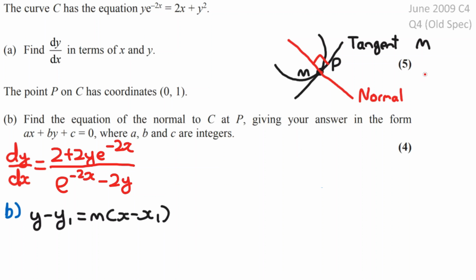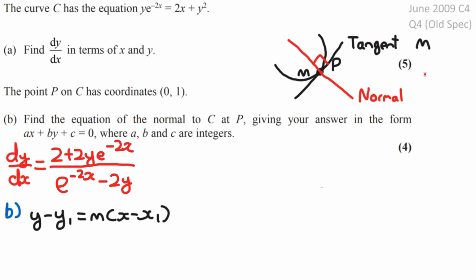So it's going to be y minus y1, so this is the y coordinate of P, which is going to be 1, is equal to m, which is a quarter, which we've already discussed, times x minus x1, which is the x coordinate of P, which is going to be 0 here, and we can simplify this to y minus 1 is equal to a quarter x.